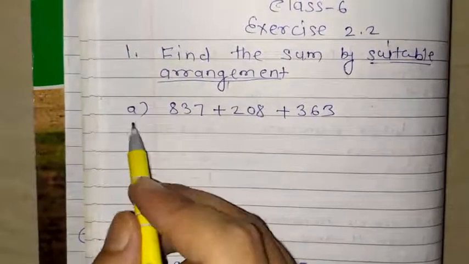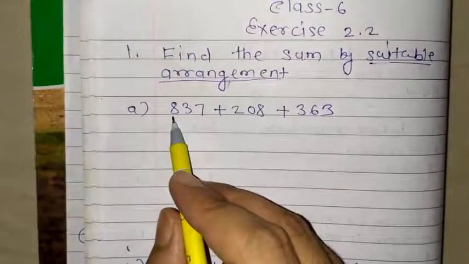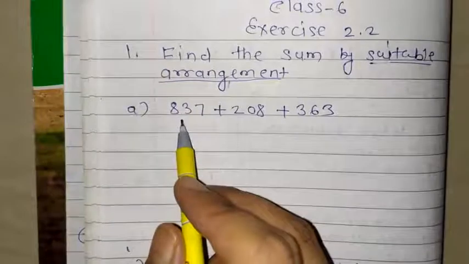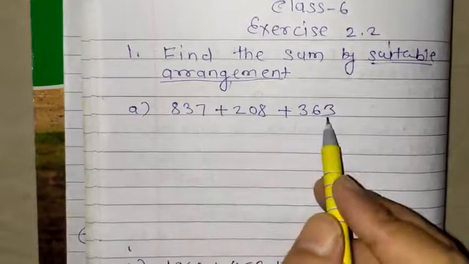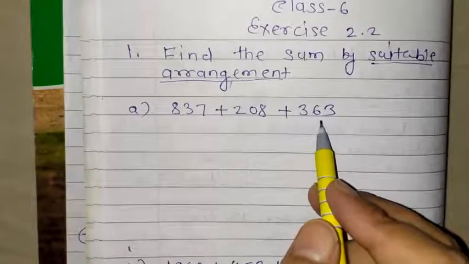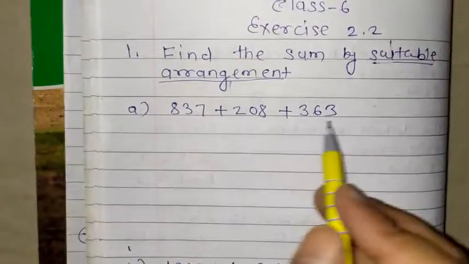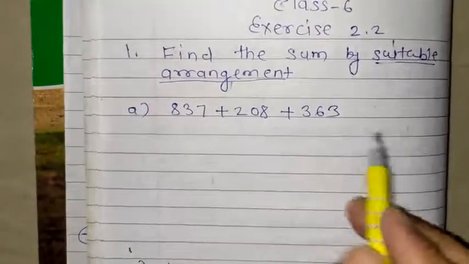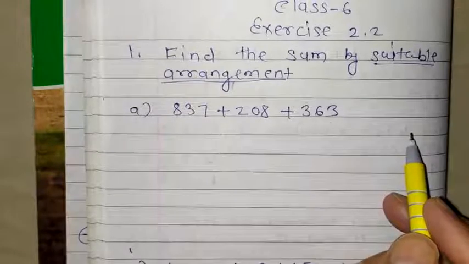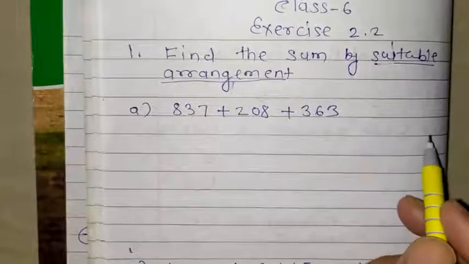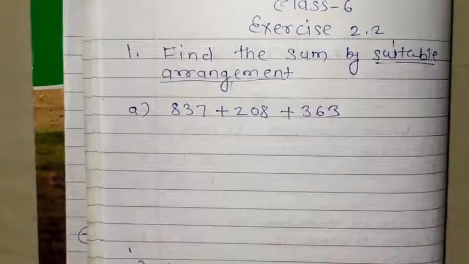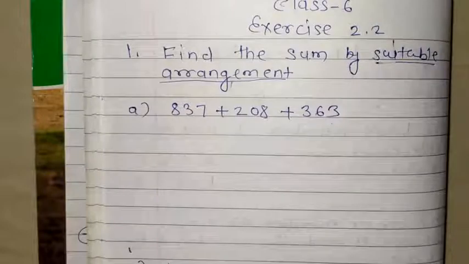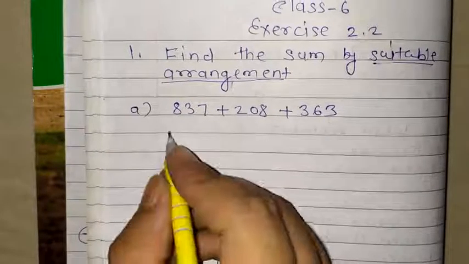For example, in example A, 3 numbers have been given. If you solve the first and second numbers first, then solve the third one, it will take some time and you have to do more calculation. But if you take the first and third number, 7 plus 3 is 10, the last digit will be 0. So you solve in such a way that the last digit should be 0, whether the last 2 digits, last 1 digit, or last 3 digits are 0. If you add 0 to any number, then you can do it easily. So we will use this trick for solving this.